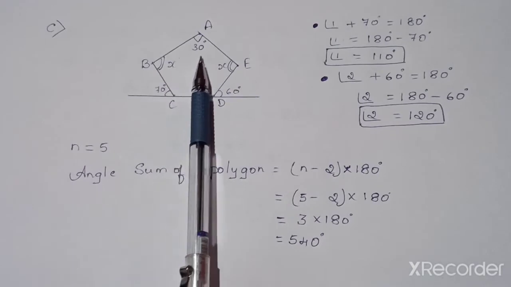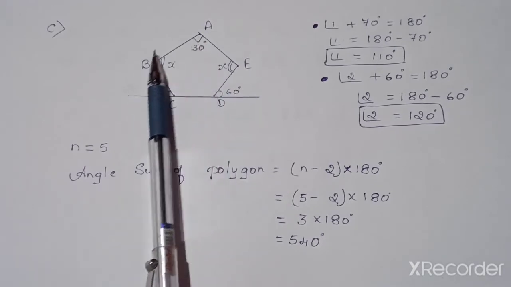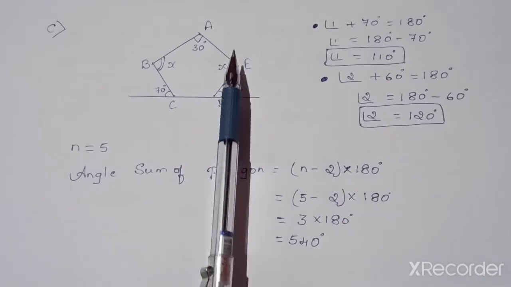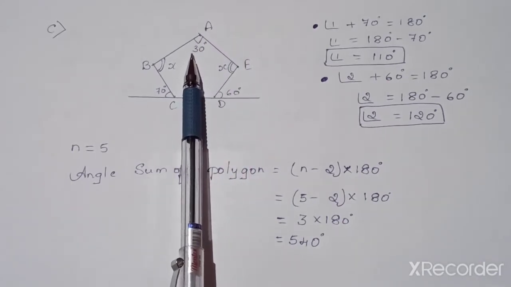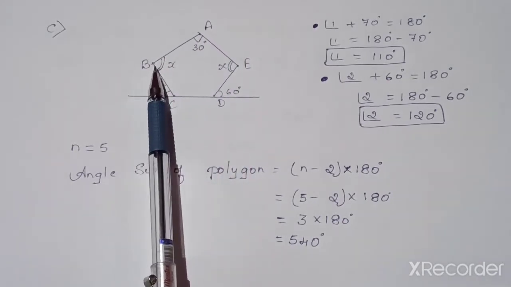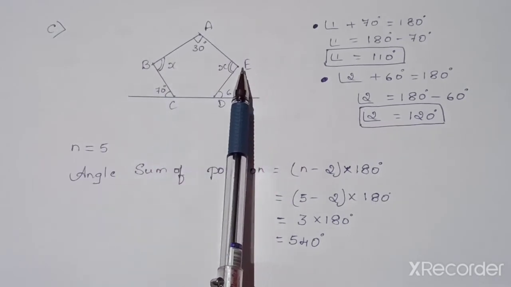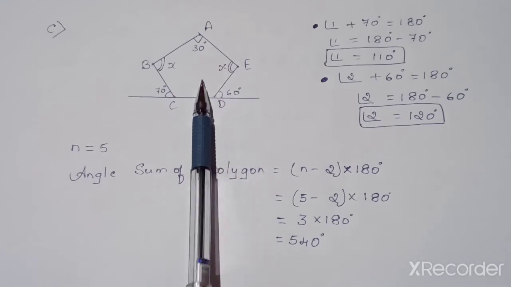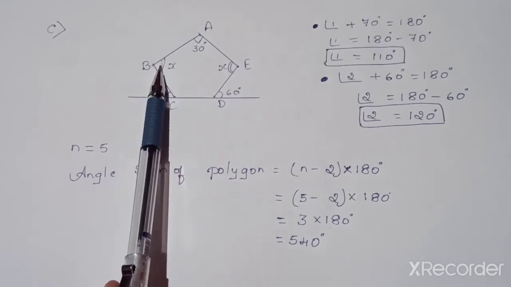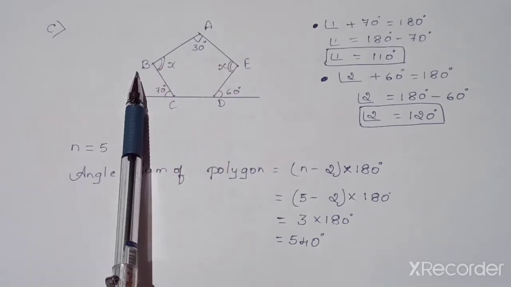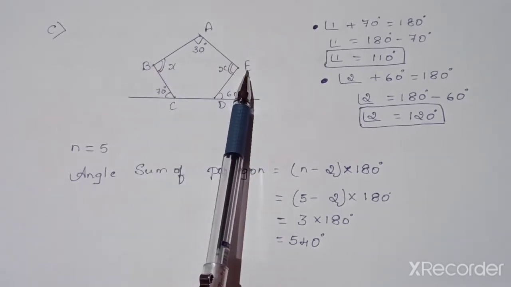Let us mark this as A, B, C, D, E. Then angle A is 30 degree. Angle B is x. Angle E is also x. We can see here a double mark, here also double marked. So angle B is equal to angle E.